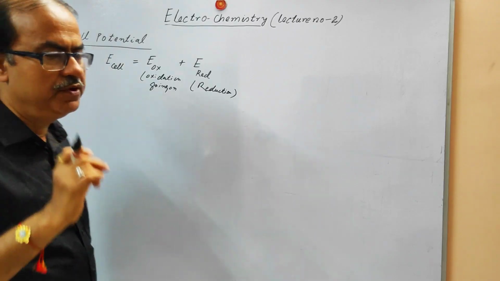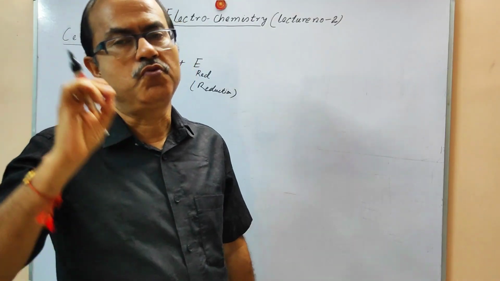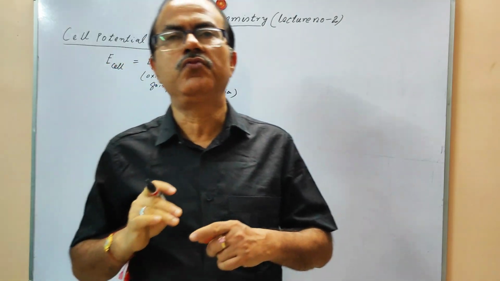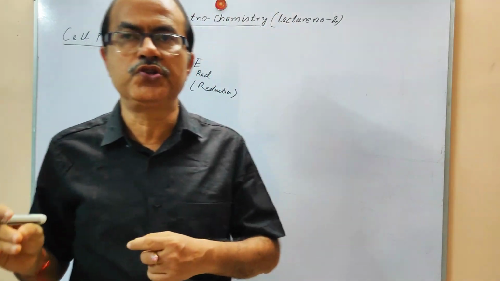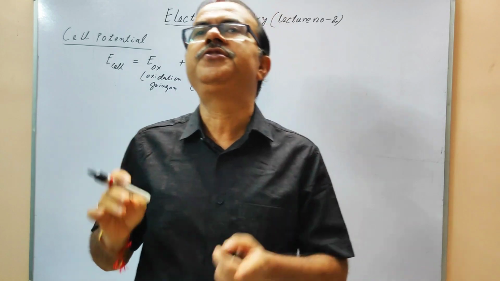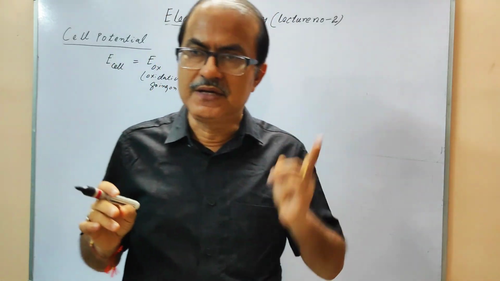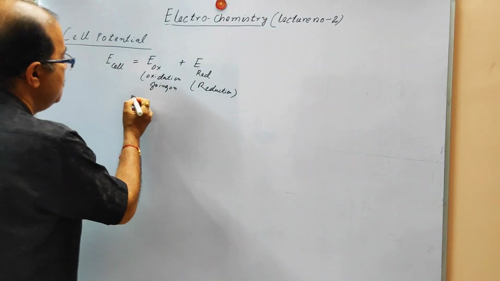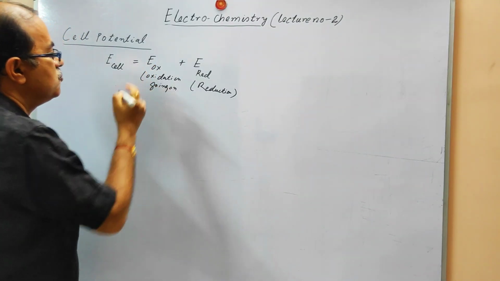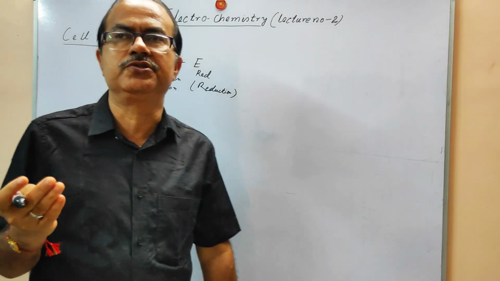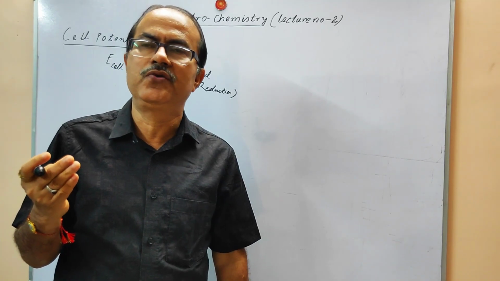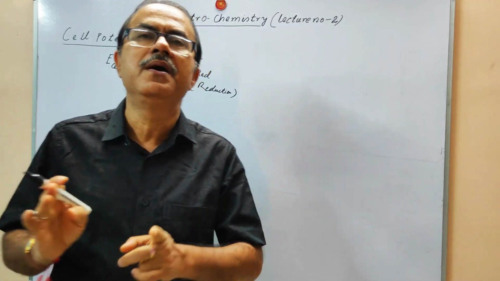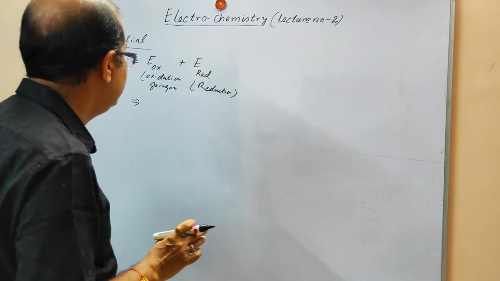Now this is a convention as per IUPAC. You have to always remember in your mind that whatever potential we use, whether it is electrode potential or cell potential, it must be the reduction potential, not oxidation potential. So we have to convert this oxidation potential into the reduction potential. Then what will be the conversion? Simply, the magnitude will be the same, but the sign will be different.